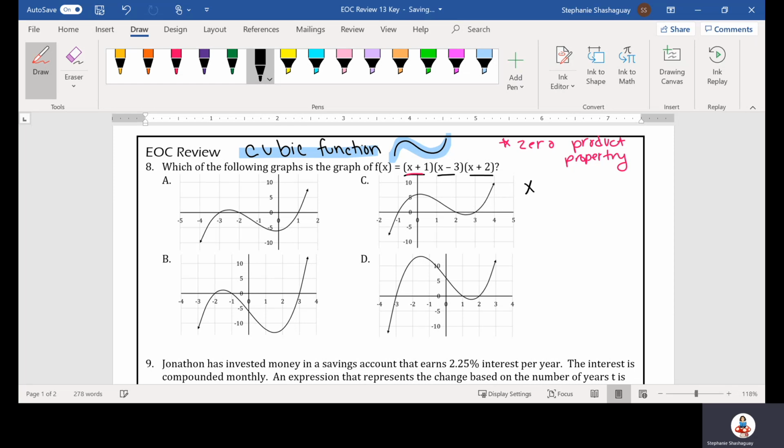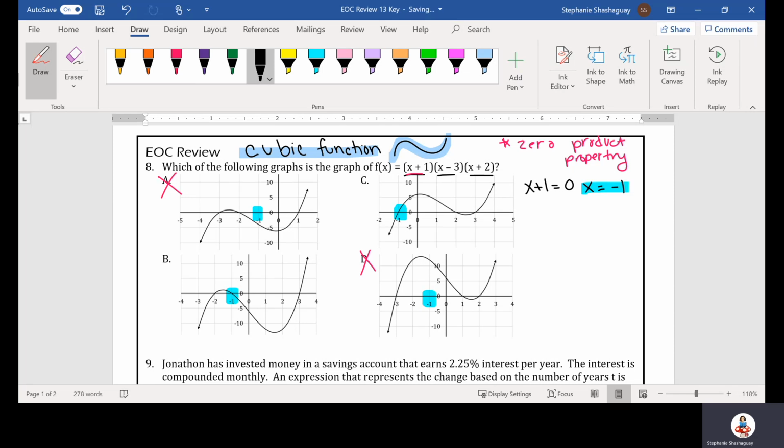So you're going to take x plus 1, set it equal to 0, and x is equal to -1. So that's my first x-intercept. x is equal to -1. So here I look at -1. Well, I don't have an x-intercept, so I can cross out A. -1 here, I'm good. C is a possibility. B has a -1, possible. And D, the graph is not crossing that -1. There is not an x-intercept, so I can cross out D.